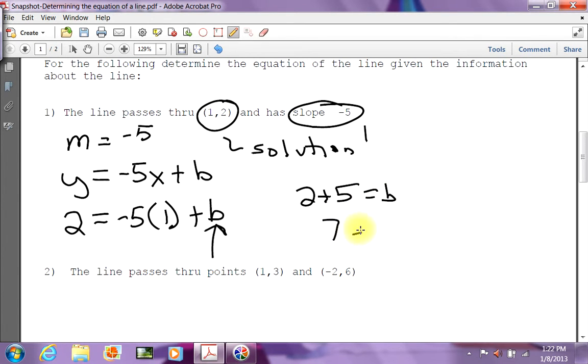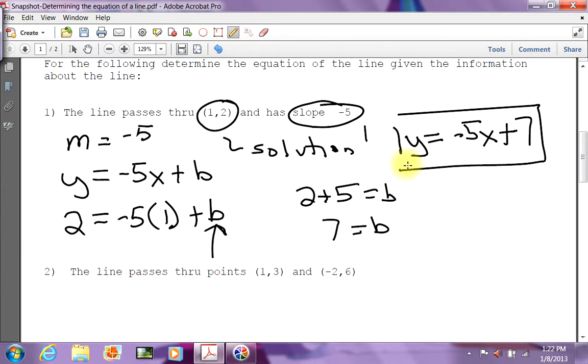So b has to be 7. And now I know the equation of the line is y equals -5x plus 7. And there's the answer.